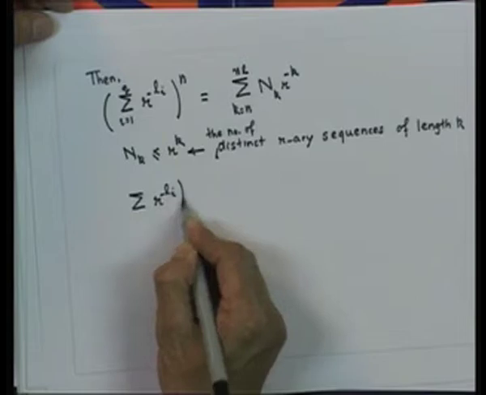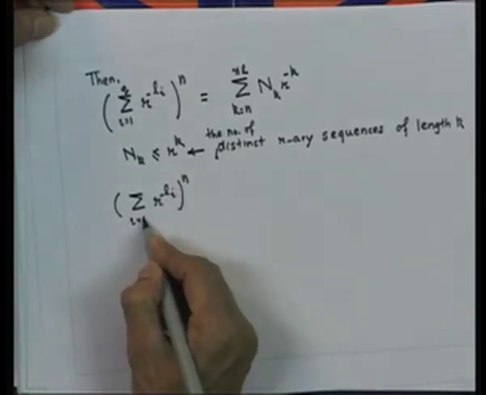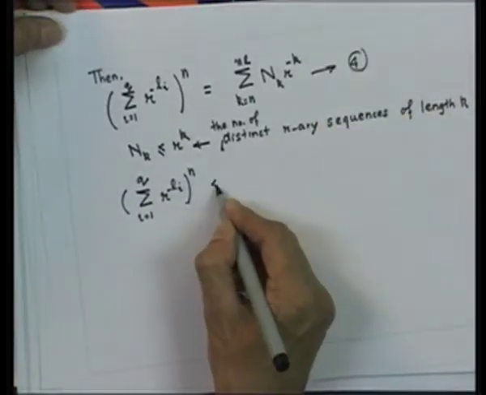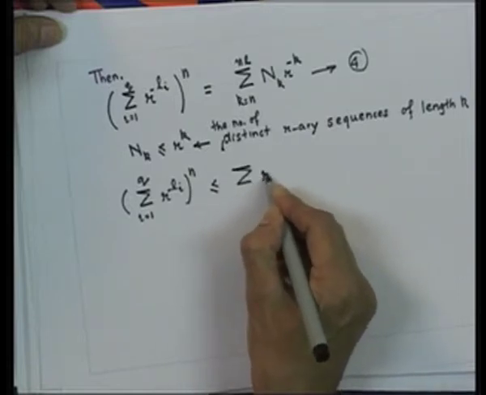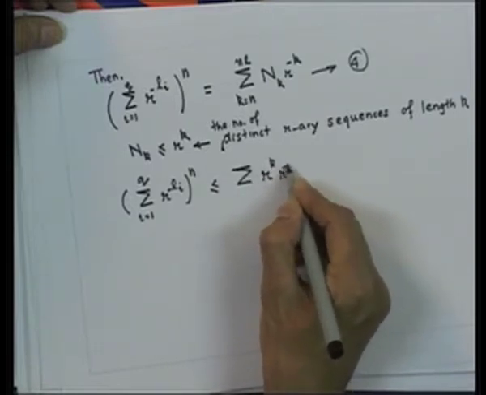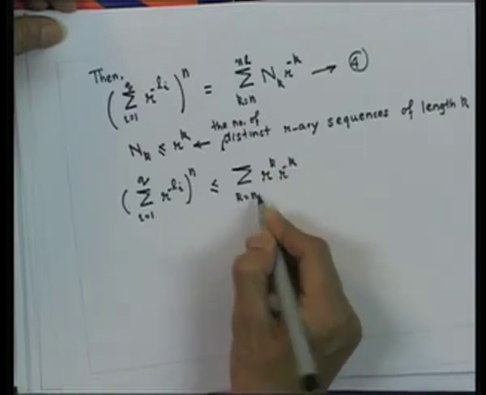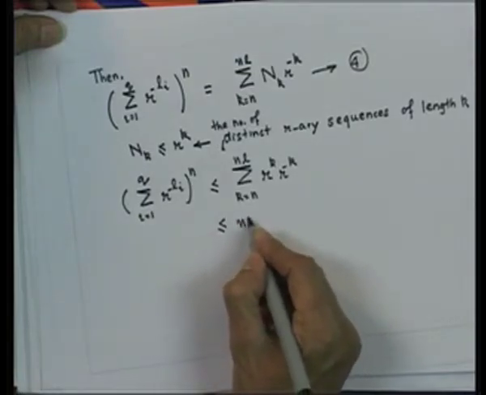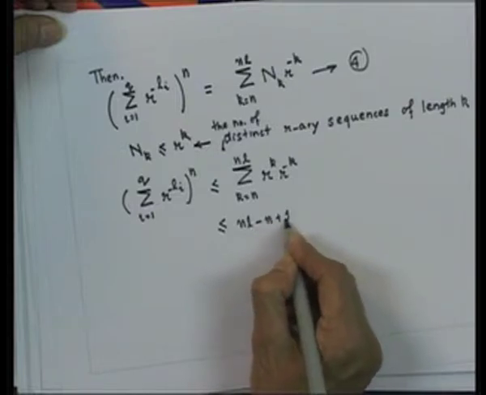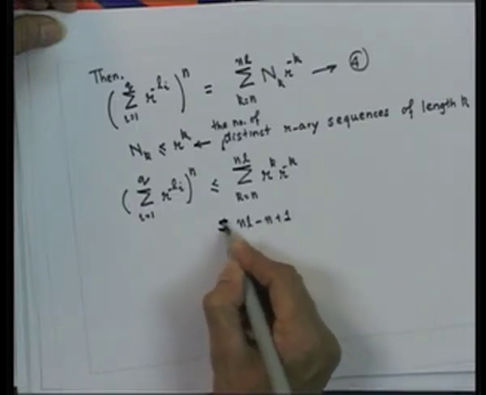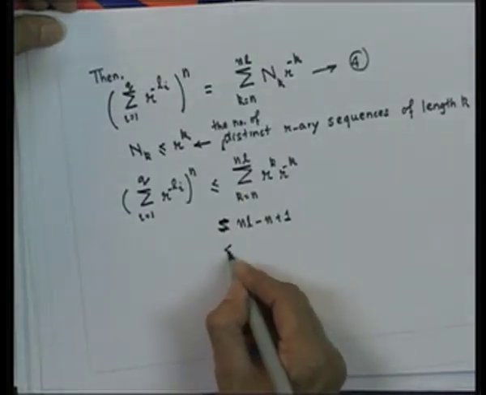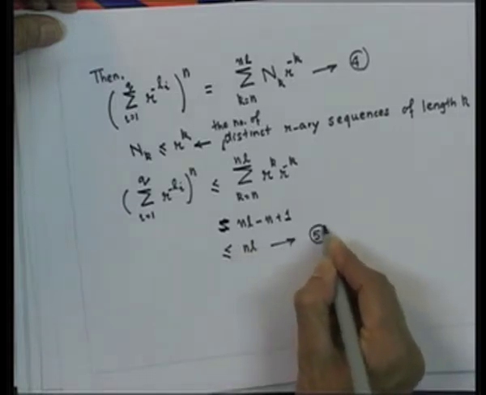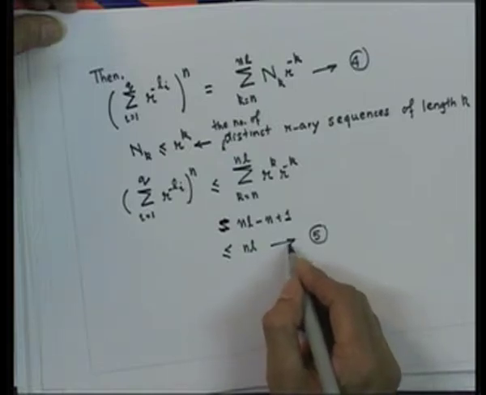the summation of r raised to minus li, i equal to 1 to q, raised to n, should be less than or equal to the summation of r^k times r^-k, k equal to n to nL, and this simplifies to nL minus n plus 1, in fact this is equal, and this is less than or equal to nL. Equation 5 is the proof we seek.